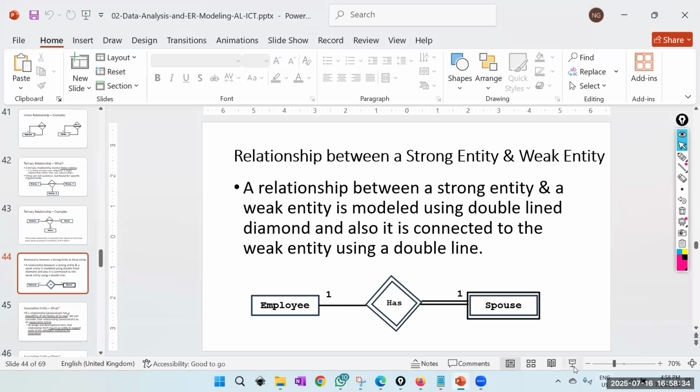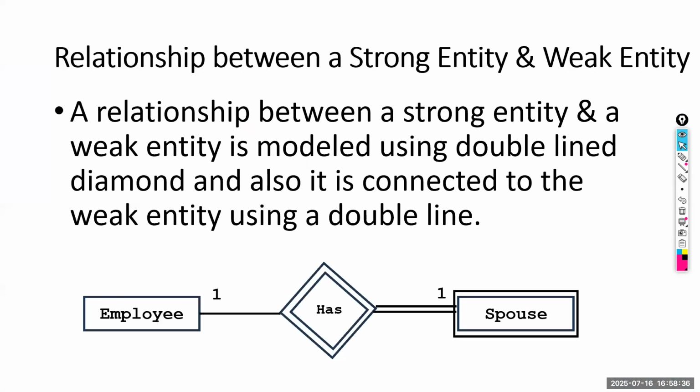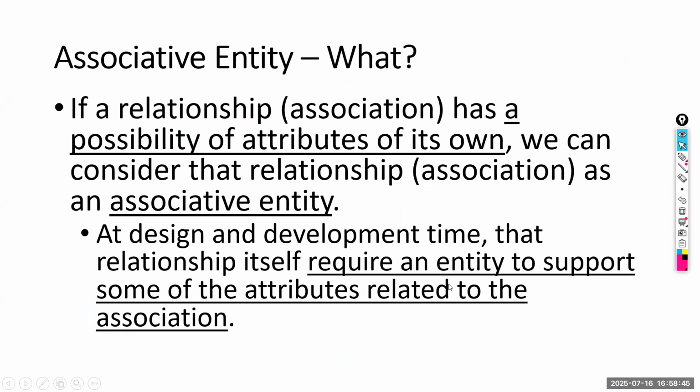Right. So therefore, you can have a relationship between two strong entities. You can have a relationship between a strong entity and a weak entity, but not between weak entities. Very rare. Almost never. Okay.